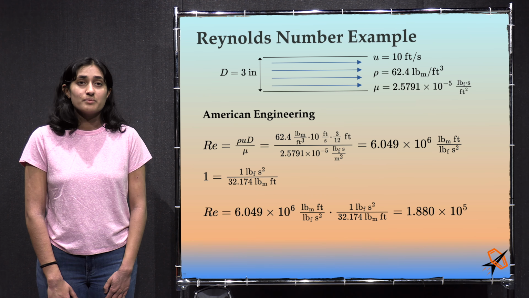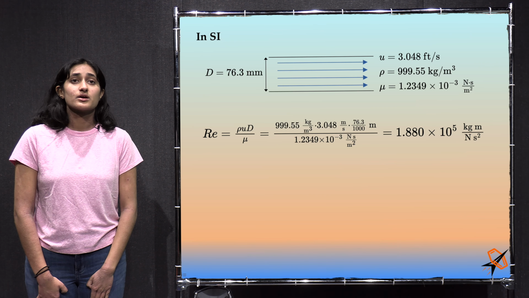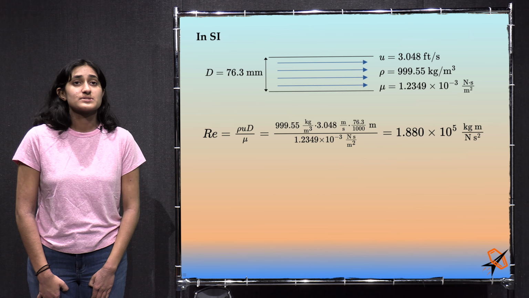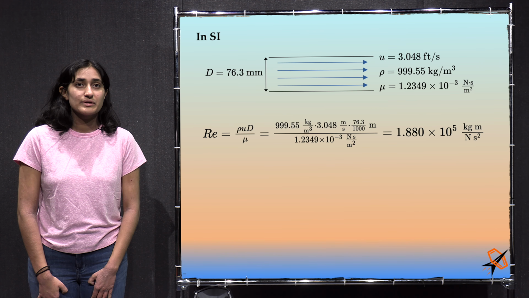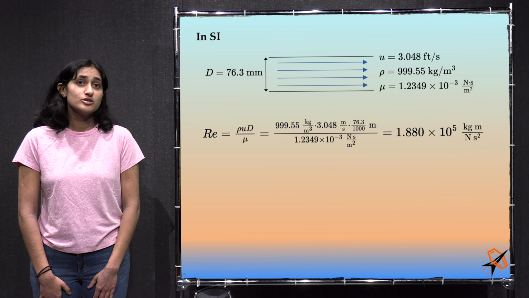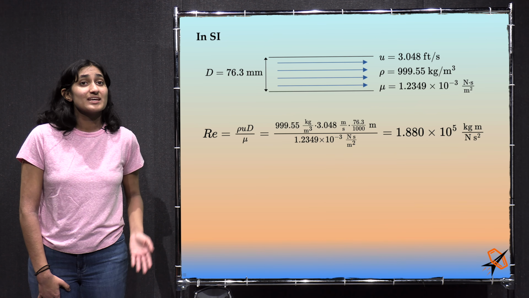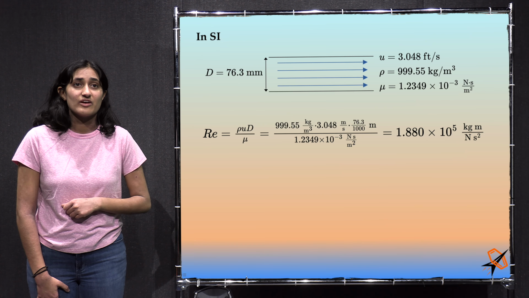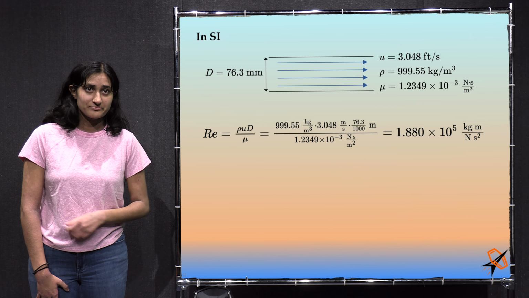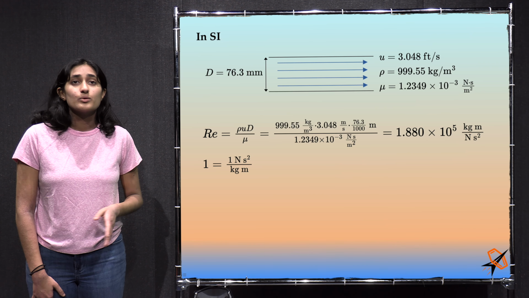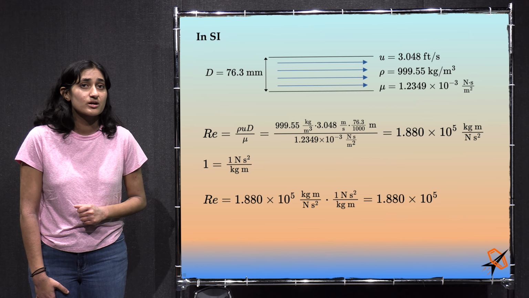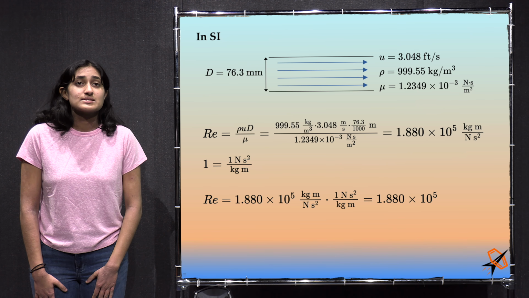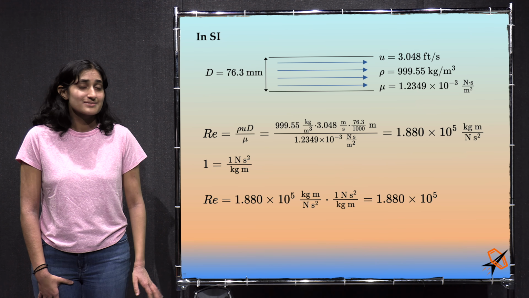as a dimensionless number should be. In SI, rho VD over mu equals 999.55 kilogram per cubic meter times 3.048 meters per second times 0.0762 meters over 1.2349 times 10 to the minus 3 newton seconds per square meter, resulting in 1.880 times 10 to the 5th kilogram meter per newton second squared. In SI, 1 is equal to 1 newton second squared per kilogram meter. So multiplying by 1 newton second squared per kilogram meter gives 1.880 times 10 to the 5th, and it's unitless, as a dimensionless number should be.